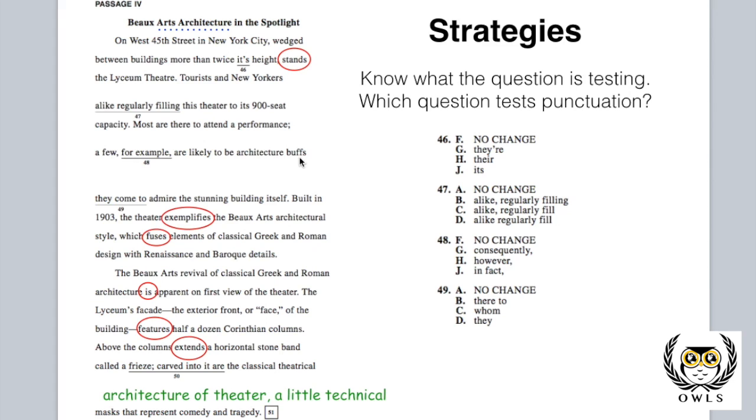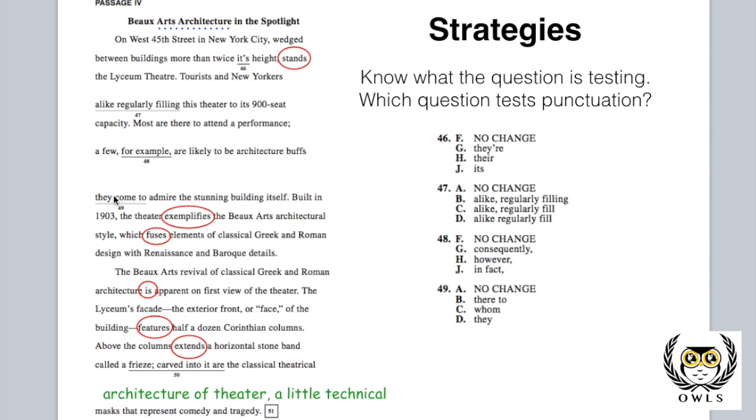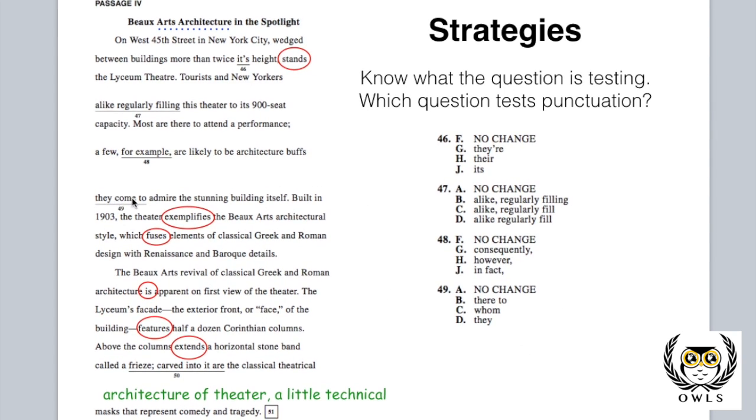49. These architecture buffs, they come. Okay, so are likely to be architecture buffs they come to admire. This one almost starts the sentence over again. So I would either need some punctuation, and that's not what's tested here. So I need a word or phrase that can make this one continuous statement. They are likely to be architecture buffs there to admire. That sounds pretty clear, concise, and easy to understand.